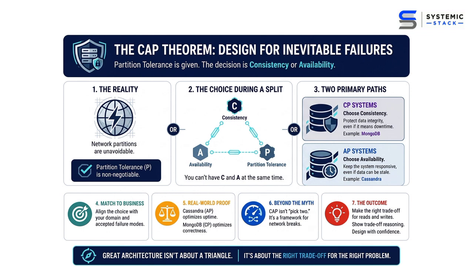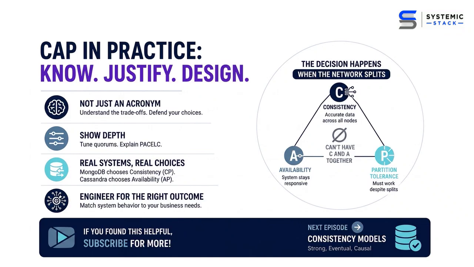Well, now you can move past the pick-two myth and explain exactly how a system handles a crisis. You've got the mental model to justify whether a read should return the absolute latest data or just a fast response. And that's exactly the kind of trade-off reasoning that shows you're ready for high-level architecture discussions. That wraps up a look at CAP in the real world.